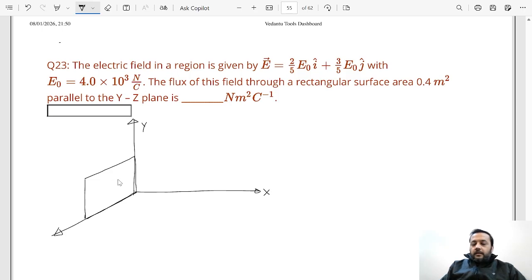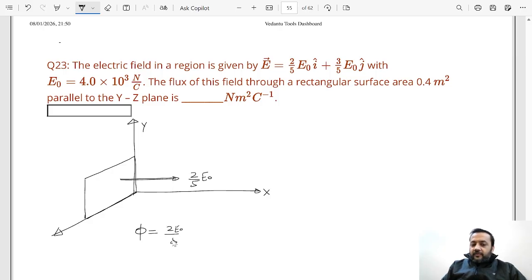Then the I component of the electric field is coming towards us, which is 2 by 5 E naught. So basically the flux will be happening just because of the I component. The J component will not create any electric flux because the J component, you can see, is perpendicular to the area vector of the surface. Area vector is along the x-axis. So J component of the field is perpendicular to the area vector, which is why only I component will create the flux. So what is the value of the flux now?